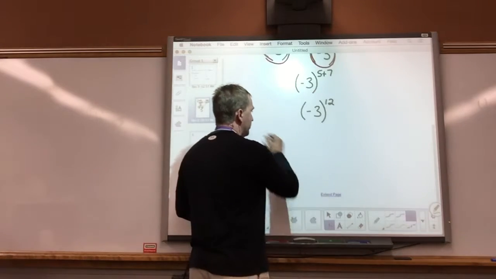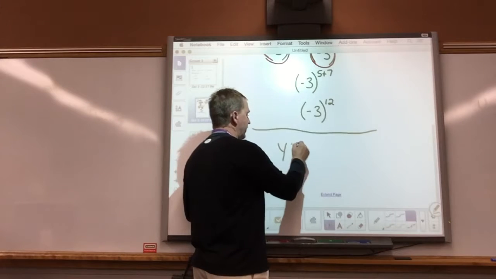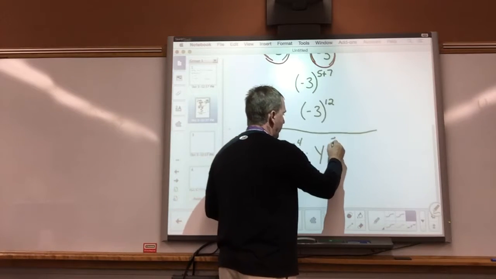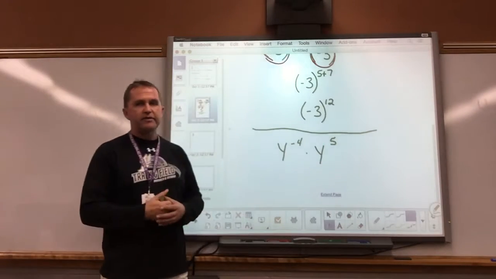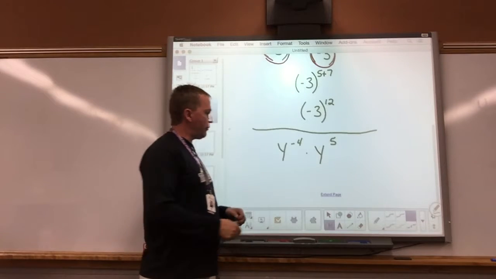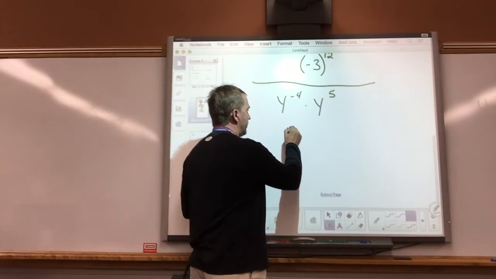Next up, we're going to go with y to the negative 4 multiplied by y to the 9th. Just want to deal with this same rule and the fact that we might have a negative in there as one of the exponents.